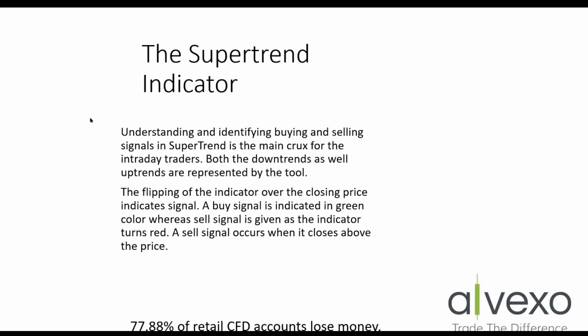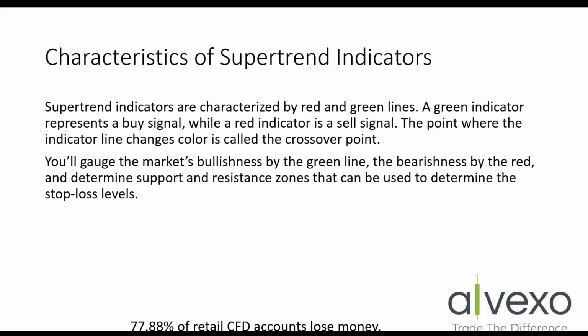So understanding and identifying buying and selling signals in the super trend is the main crux for all intraday traders. Both the downtrend as well as the uptrends are represented by this tool. The flipping from red to green or green to red gives us these signals. A buy signal is indicated in green color, whereas a sell signal is given as a red color.